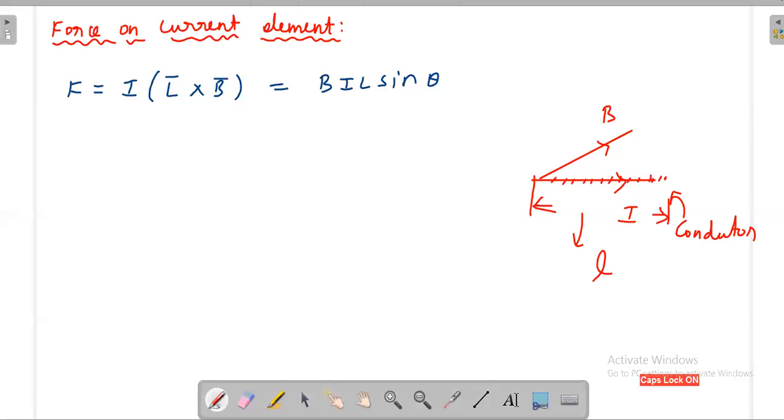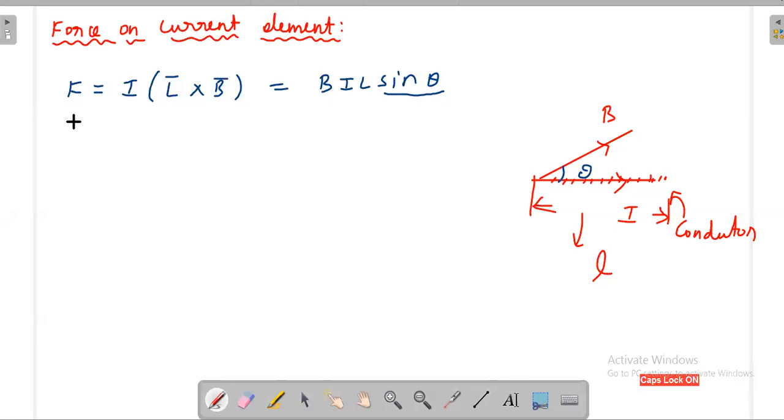You will not have any force. Once theta is 90 degrees, you will have force. And again, the more the length of the conductor, the more the force; the more the current, the more the force; the more the magnetic field, the more the force. But the theta is very, very important. What is the angle between the magnetic field and the conductor carrying the current? I'll write everything one by one.